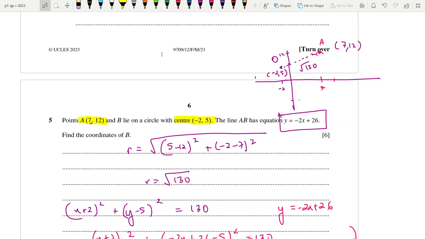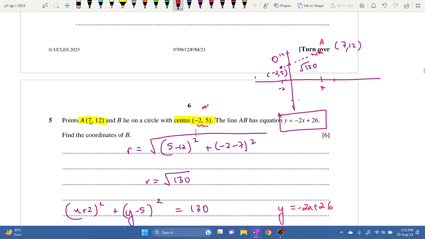Now, what do we do? We can actually find out the equation of the circle, right? Since we know that this is the center, we know that the coordinates will be inverted. So what is the equation of the circle? x minus minus 2, which is x plus 2 whole square, plus y minus 5 whole square equals 130. R square, right? So root over 130 square is 130. So we have the equation of the circle now.